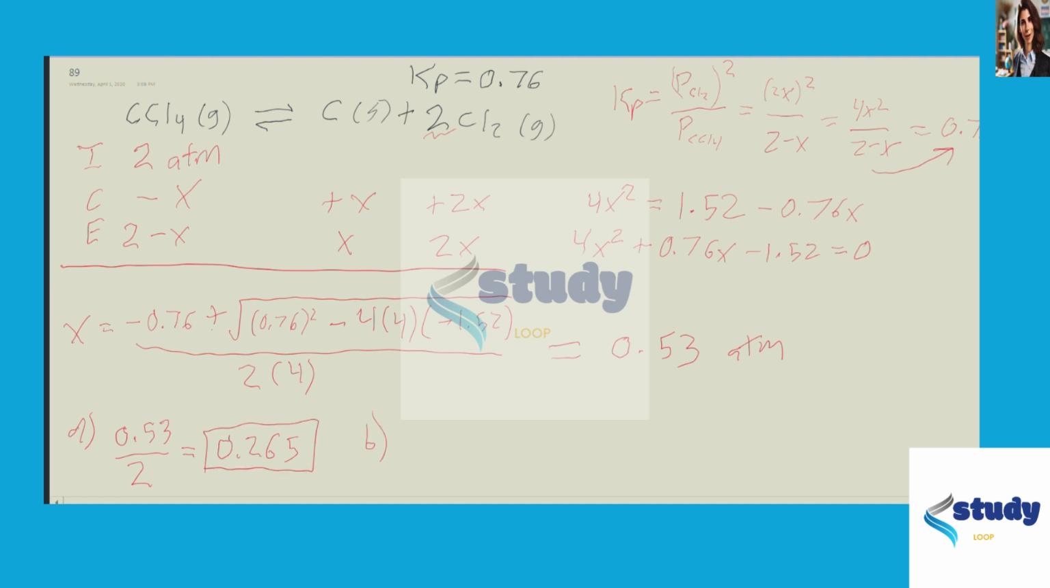For part B, we are going to solve for the final pressures. So the pressure of CCl4 equals 2 minus x, which is 2 minus 0.53. So that equals 1.47 atmospheres.